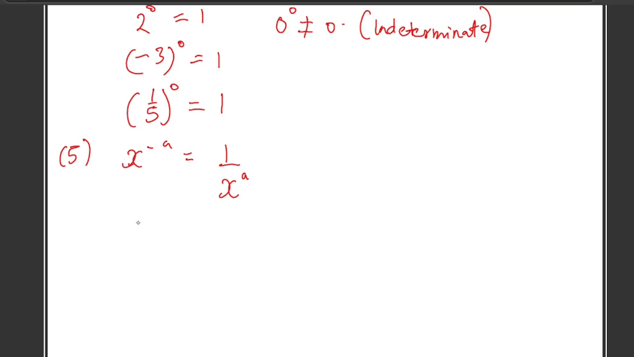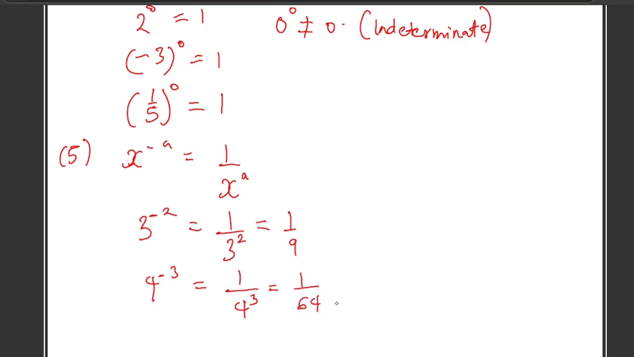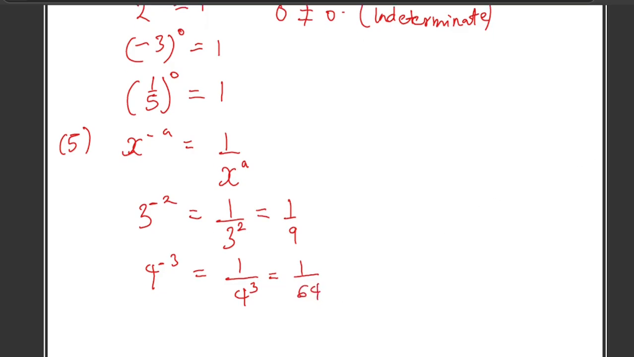If I have 3 raised power minus 2 like we saw the other time, it becomes what? 1 over, then you move that negative sign. 1 over 3 raised power 2. That's how we simplify it. So then that's 1 over 9. If I have 4 raised power minus 3, what do you do? 1 over, then you simply remove that negative sign. Then you have what? 4 raised power 3. There's 1 over 64. That's the fifth law.